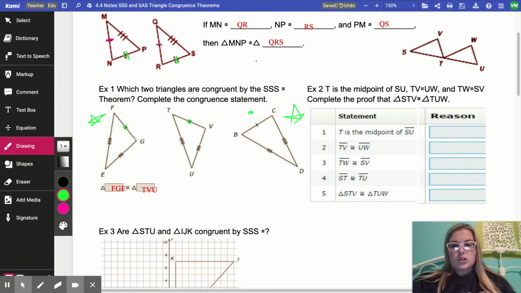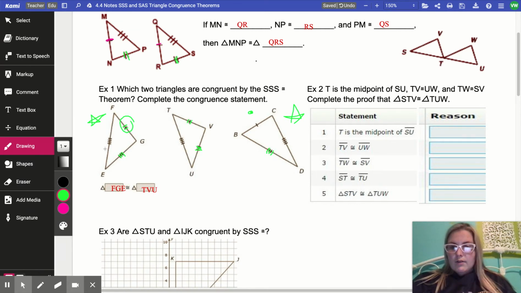Continuing to check, I see that GE over here has three tick marks, and when I come over to my second triangle, VU also has three tick marks. That's another indicator that we're on the right track for FGE and TVU. If I come over to triangle BCD, I see one of these sides also has three tick marks. But FGE has a side with two tick marks, and BCD has no side with two tick marks, so FGE cannot be congruent to BCD. Even though they have one congruent side, they need all three sides to be congruent.